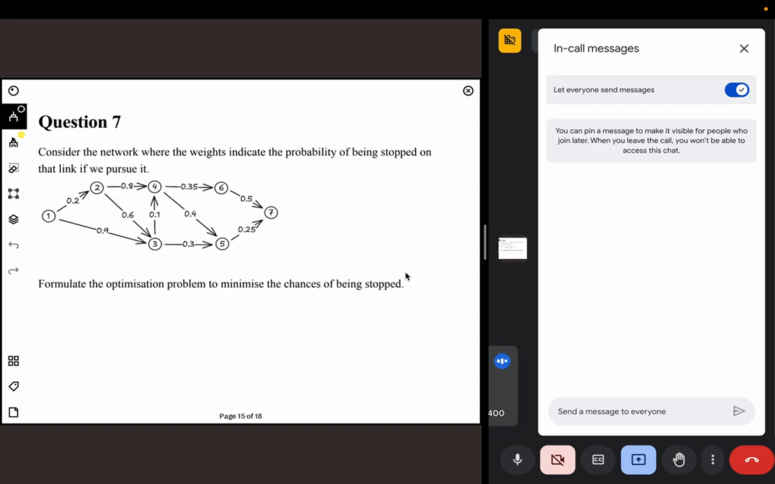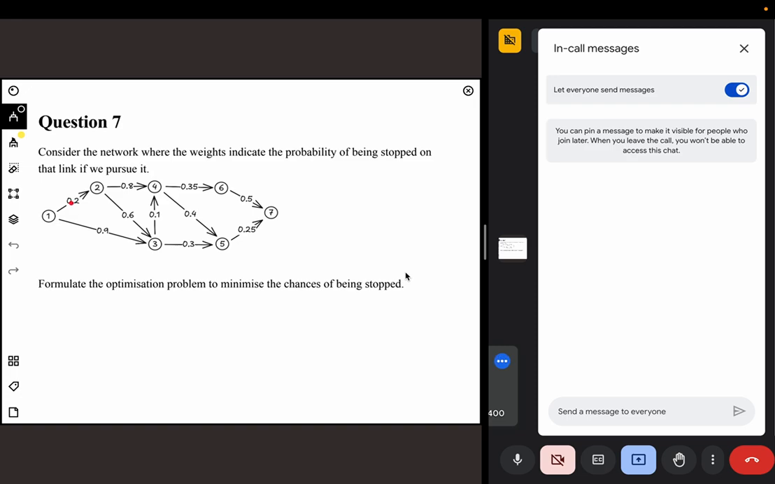This is another problem. Instead of the cost, these are the probability values. So you can think of this like, you want to move from place 1 to place 7. These are the different roads that you can take. And the number here tells you the probability that, let's say, the traffic is too high, or maybe the police will stop you on that particular road if you take it.